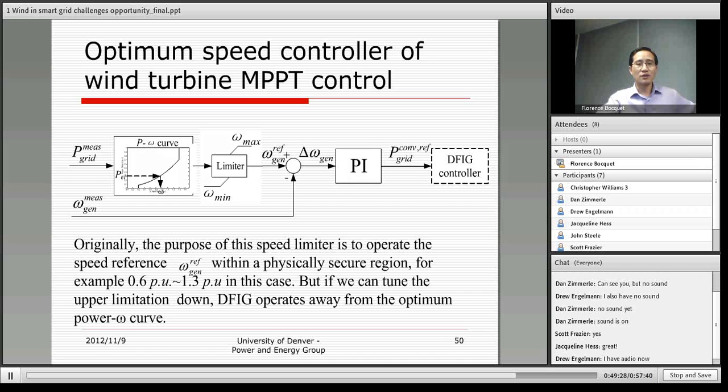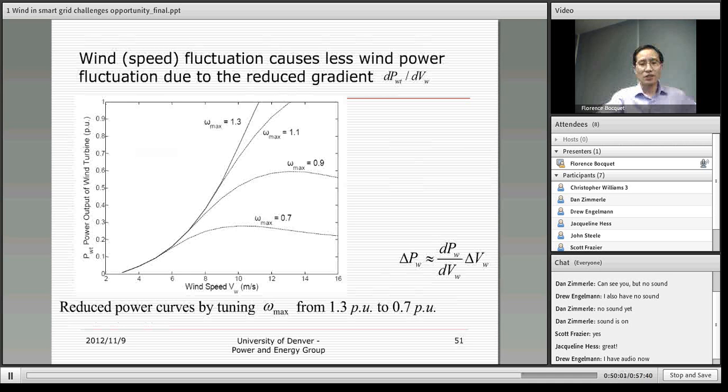So our original purpose is to make sure it's secure and safe for the rotor, so that the rotor will not over speed. In fact, we can optimize this upper limit in the limiter, omega max, so that we can achieve a smoothing control purpose. That's what I want to show you here.